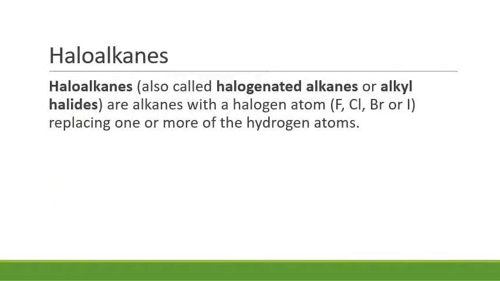Slide 3. Haloalkanes. Haloalkanes, also called halogenated alkanes or alkyl halides, are alkanes with a halogen atom, fluorine, chlorine, bromine, or iodine, replacing one or more of the hydrogen atoms.